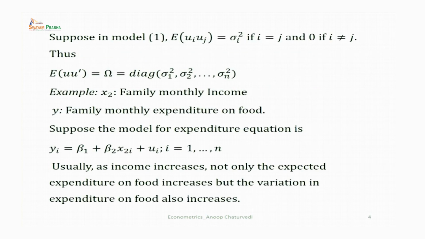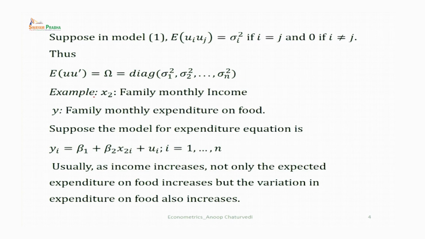Now, suppose in model 1, expectation of u i u j is equal to sigma i square for i equal to j, and it is 0 for i not equal to j. Then expectation of u u transpose is equal to omega, which is a diagonal matrix with diagonal elements sigma 1 square, sigma 2 square, and so on up to sigma n square. So, omega is a diagonal matrix.